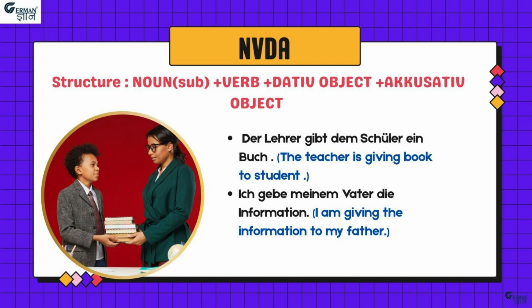Another example is, "ich gebe meinem Vater die Information", means I am giving the information to my father. Again, my father is the indirect object and the information is the direct object.